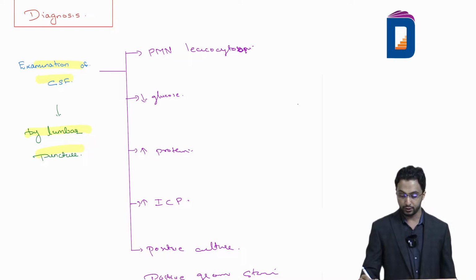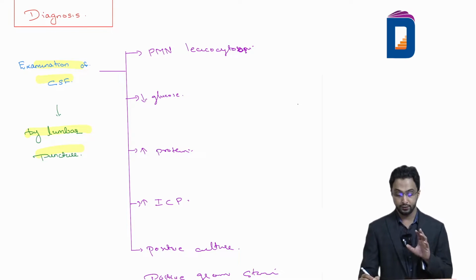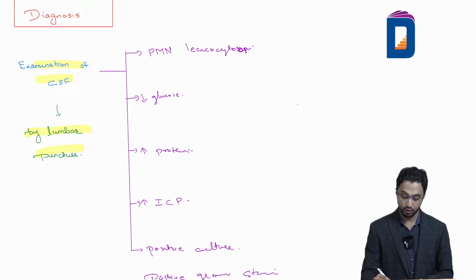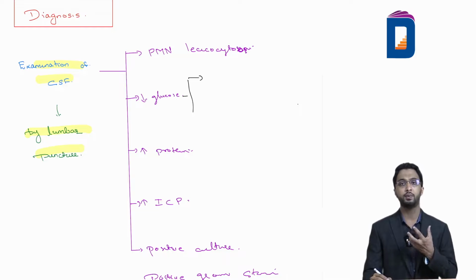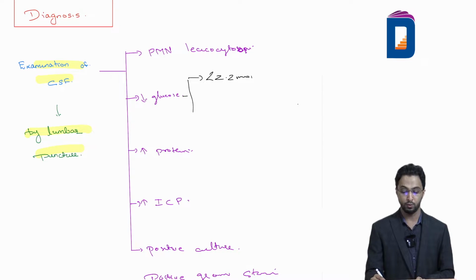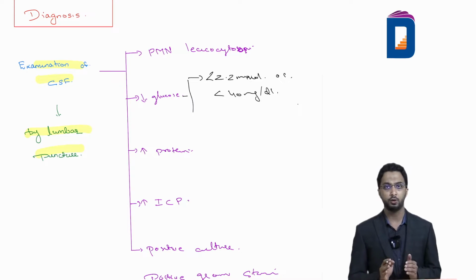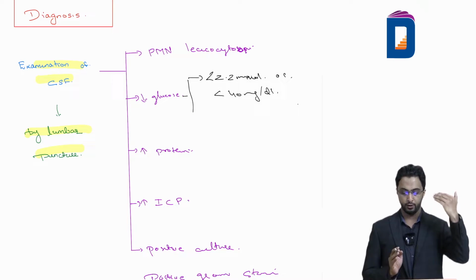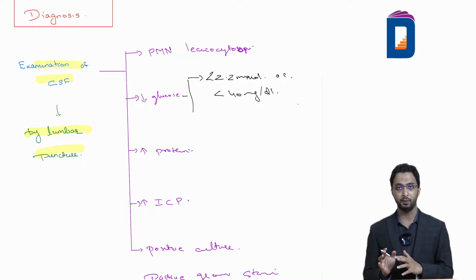Now, a few more things which you have to note here is that there is a decreased glucose. What is the value of this decreased glucose here? You can explain it in two terms, millimoles or milligrams per deciliter. So it is less than 2.2 millimoles, or it can also be less than 40 milligrams per deciliter. What you have studied previously, 40 is a normal one, so less than 40 milligrams per deciliter.